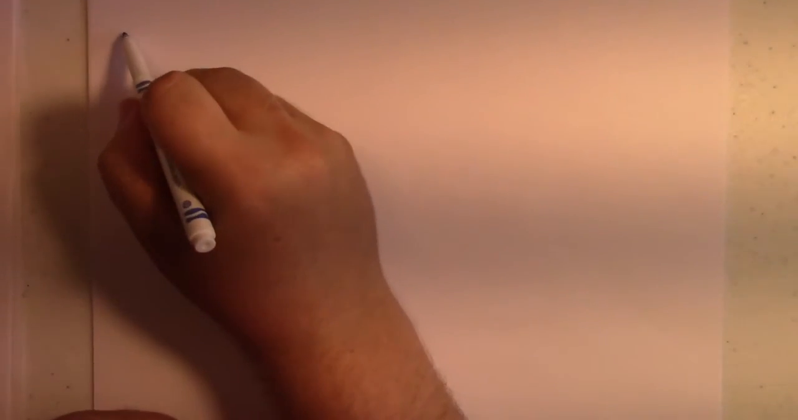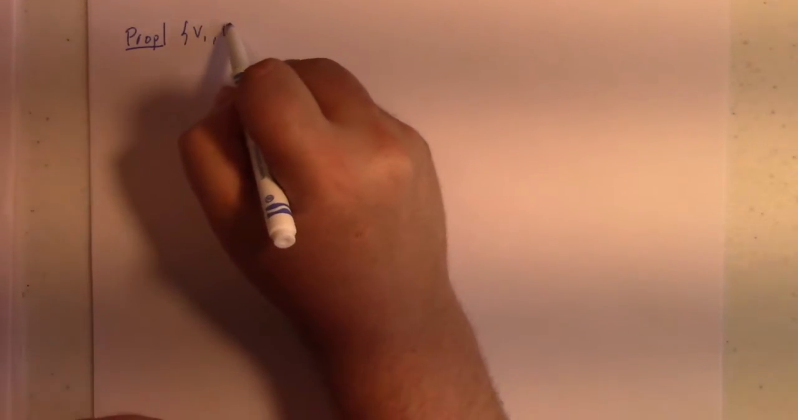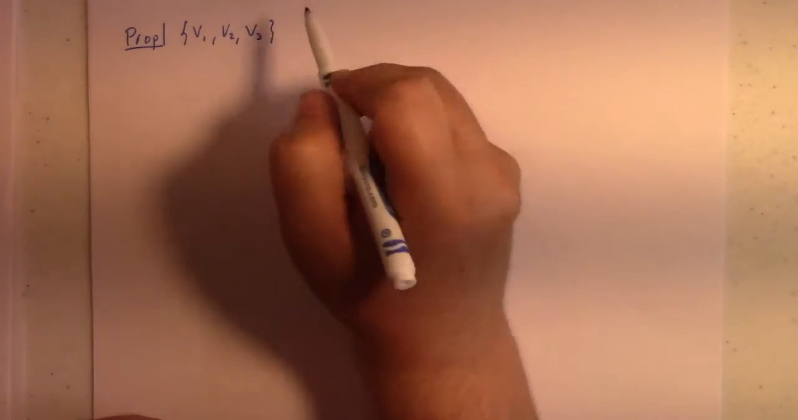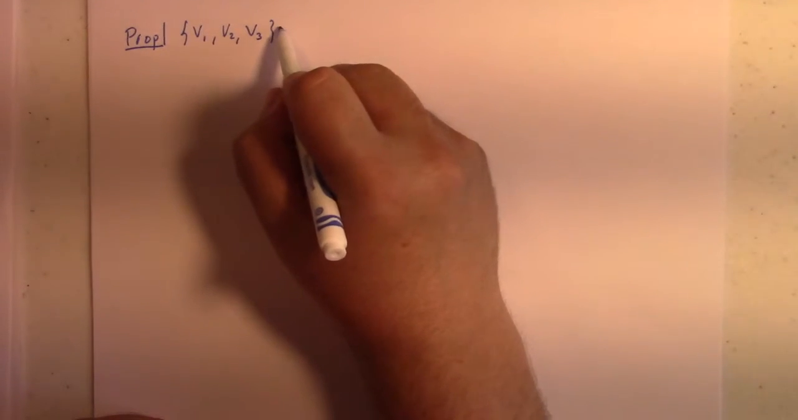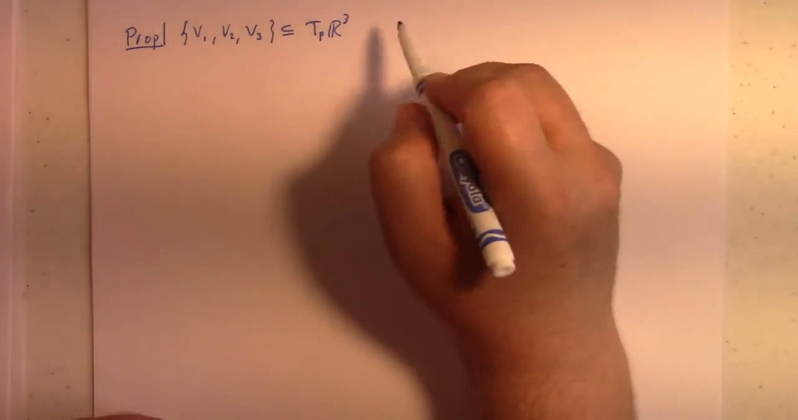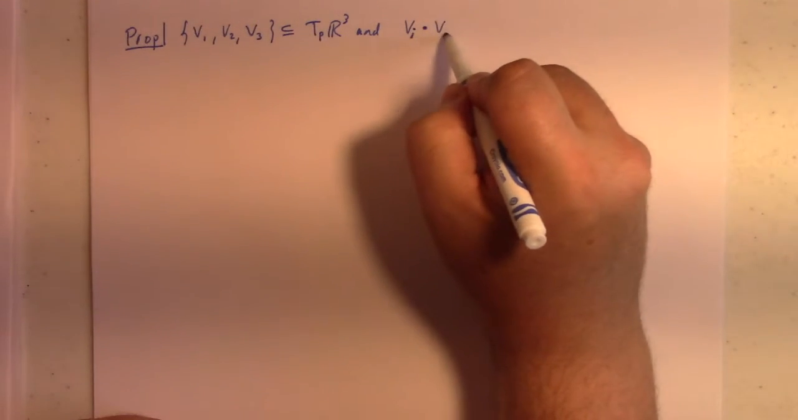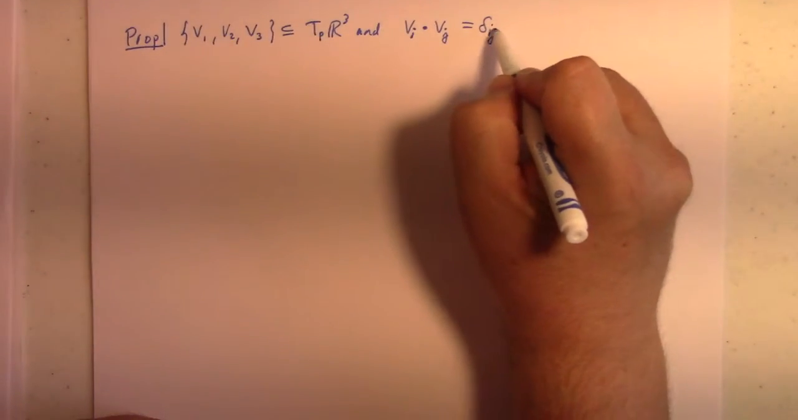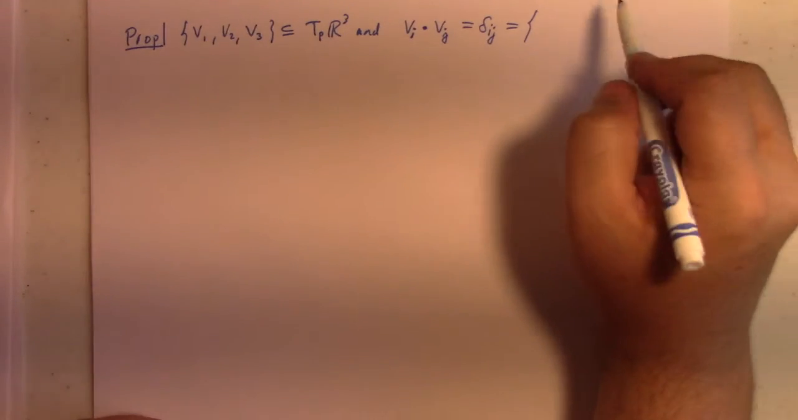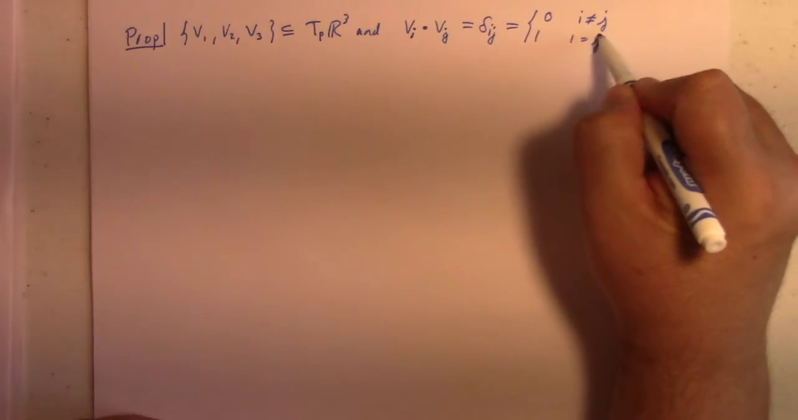Not all the dimension theory in linear algebra, but let's go through that little proposition, because this calculation is important. So proposition, let's suppose you've got V1, V2, V3, and those are a subset of T_P R3, all right? And let's suppose that Vi dot Vj is equal to the Kronecker delta ij. Now that's just a very fast way of saying that the dot product is either 0 if i is not equal to j, or it's 1 if i is equal to j.